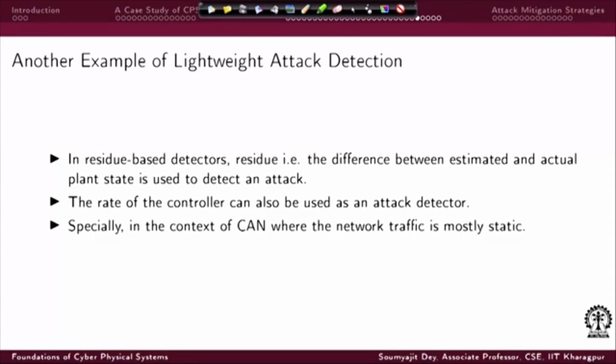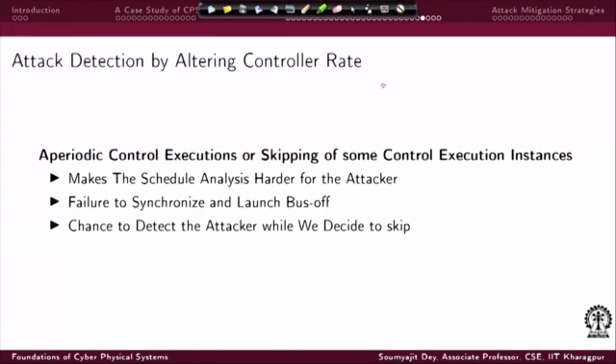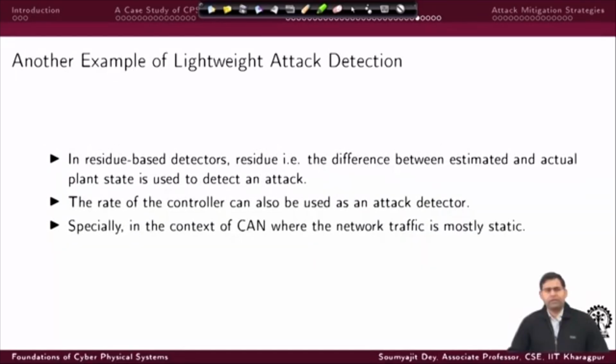So, if a controller and a plant decide on such aperiodic schedules, then there would be some ways in which the attacks can be detected. Let us see such an example. This is what we call aperiodic control execution, or skipping of some control executions. Whatever we discuss here can also be achieved by having a controller which has a modified, adaptive rate.